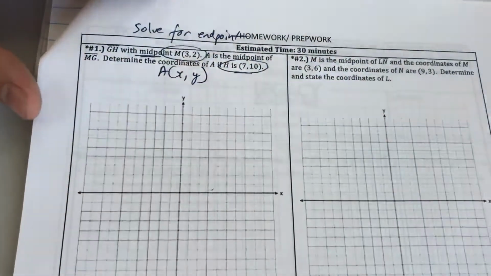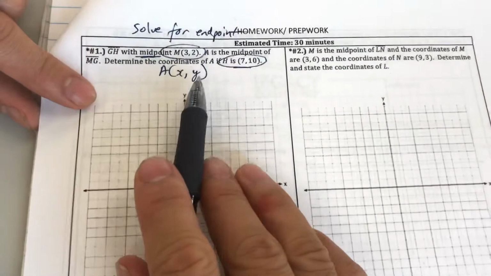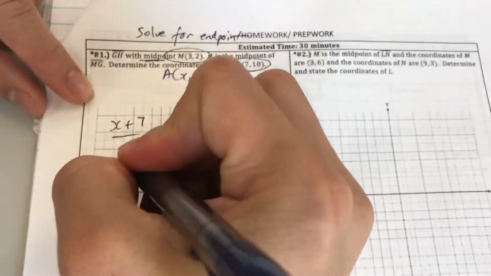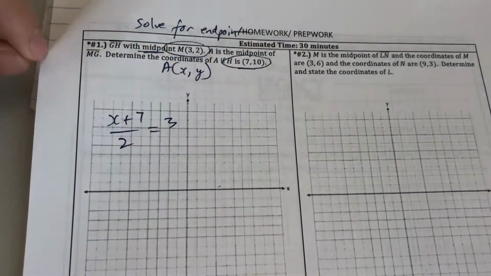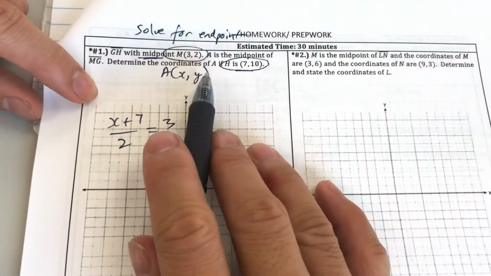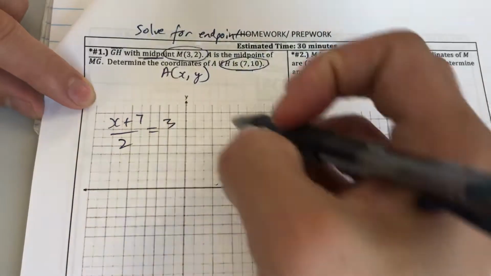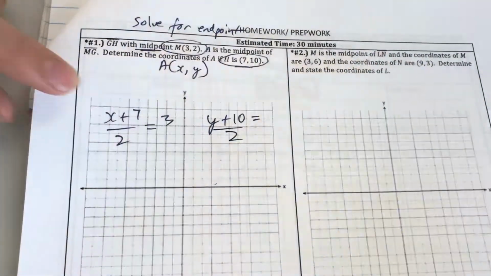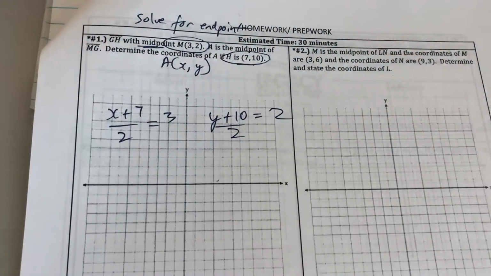That's the endpoint right there. But what I do know is that if I take the average of the x's, I'm going to get 3. So that means (x + 7) divided by 2 is going to get me 3, right? And then if I take the average of the y's, (y + 10) divided by 2, the average of the y's, is going to get me 2. Okay, so that's the setup.